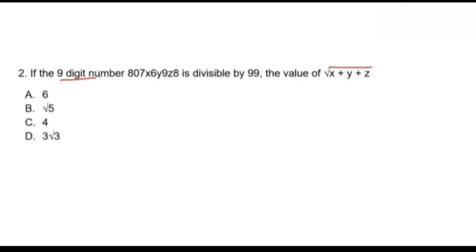If the 9-digit number 07xy9z8 is divisible by 99. Yes, everybody, if you are good with the divisibility rules, our job would be easy. If the question is like, this is divisible by 9, we know the rule, we can easily find: if the sum of the digits is divisible by 9, then that number is divisible by 9. Are you saying that this is divisible by 99? By any chance, do we have a divisibility rule for 99?